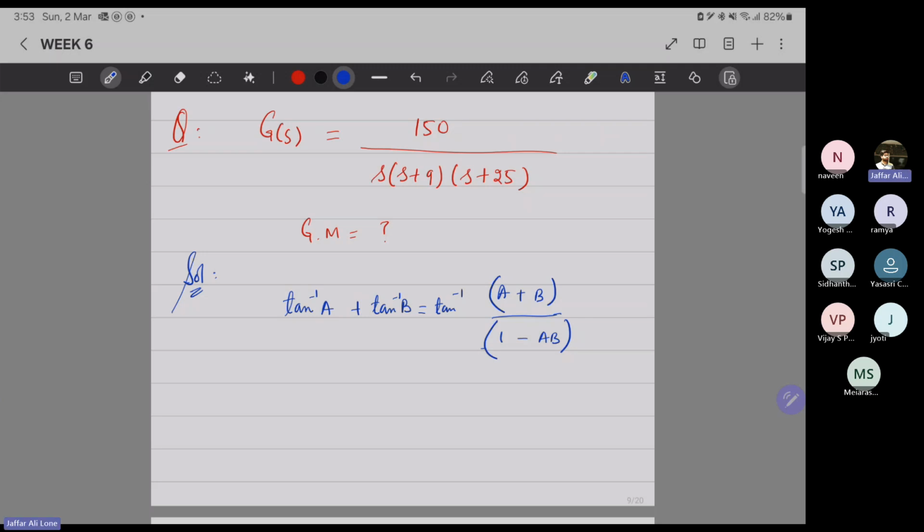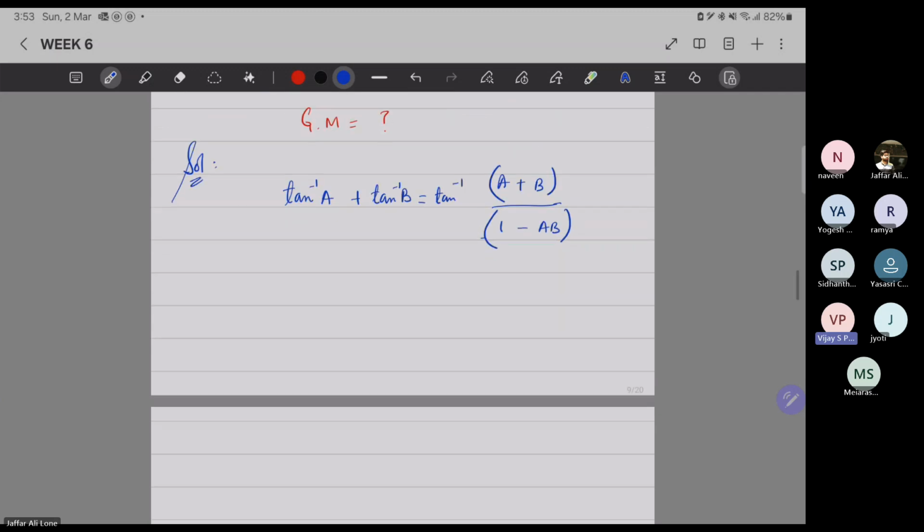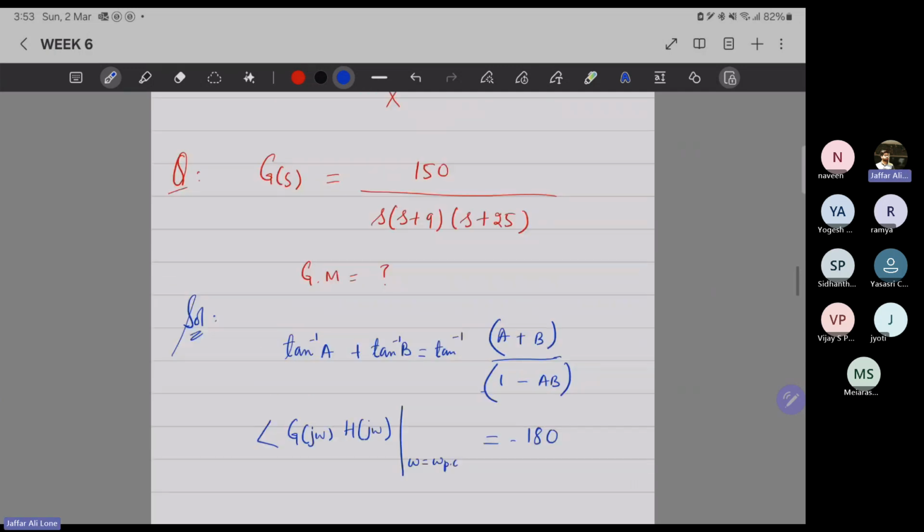Should I solve it? Yes, sir. Okay, let me solve it. So we have to find the gain margin. We should go step by step. In order to find the gain margin, we should know the phase crossover frequency. At the phase crossover frequency, the angle of G(jω)H(jω) is minus 180, right? And now you need to write the angle.